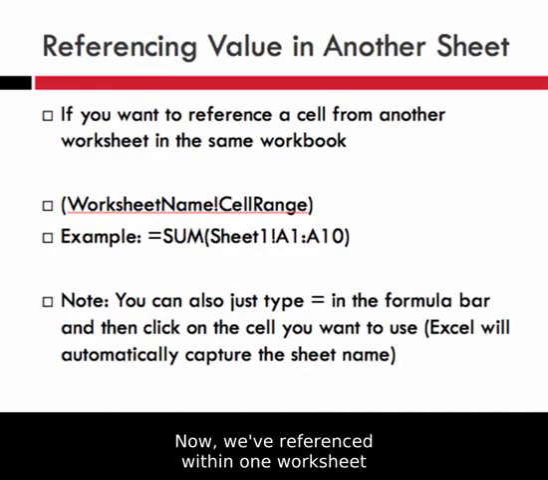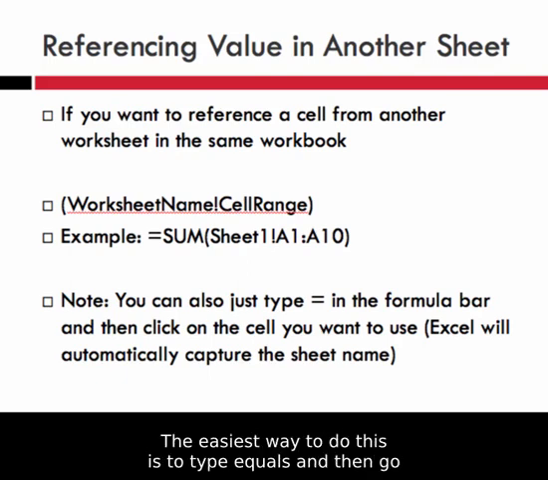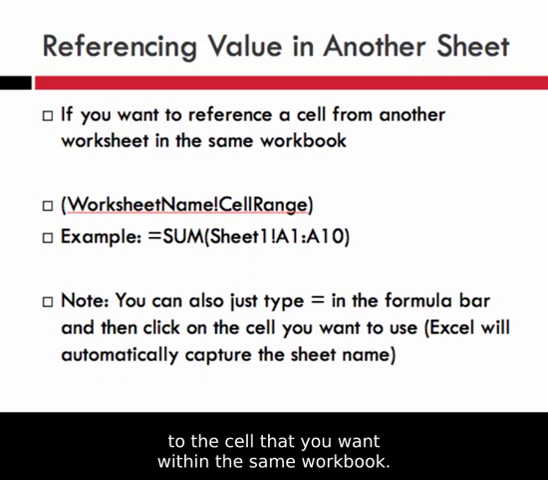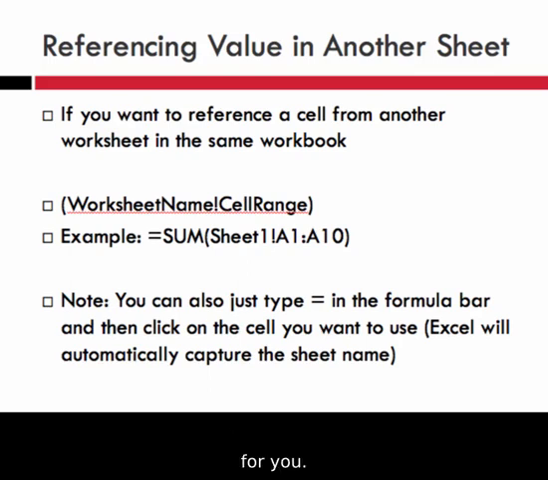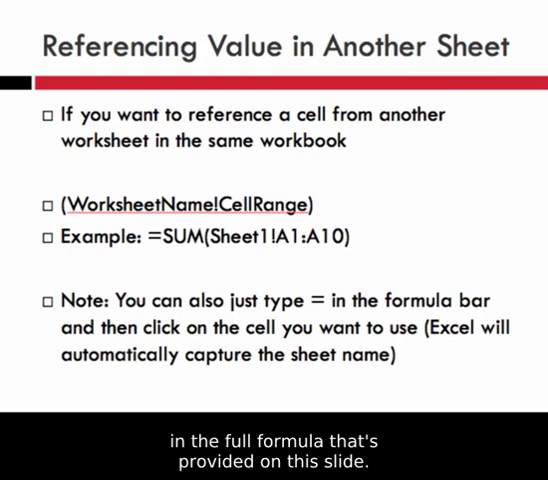Now, we've referenced within one worksheet, but we also have the option to reference a cell from another worksheet in the same workbook. The easiest way to do this is to type equals and then go to the cell that you want within the same workbook. Excel will automatically pull the worksheet name information for you. Alternately, you can type in the full formula that's provided on this slide.